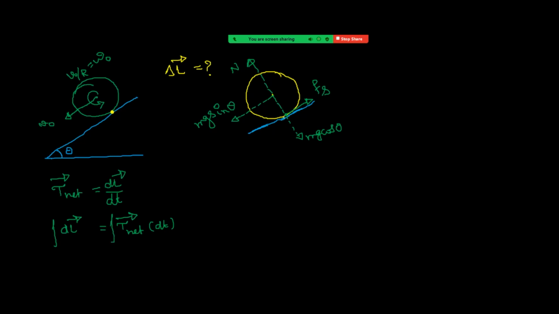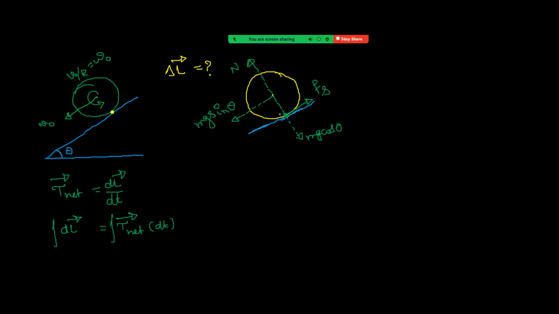Now focus carefully on this one about the contact point. The normal reaction passes through the contact point, so by normal reaction, no torque. By friction also no torque. By the weight component mg cos theta, no torque. Now torque is only because of mg sin theta. So it is mg sin theta into r.